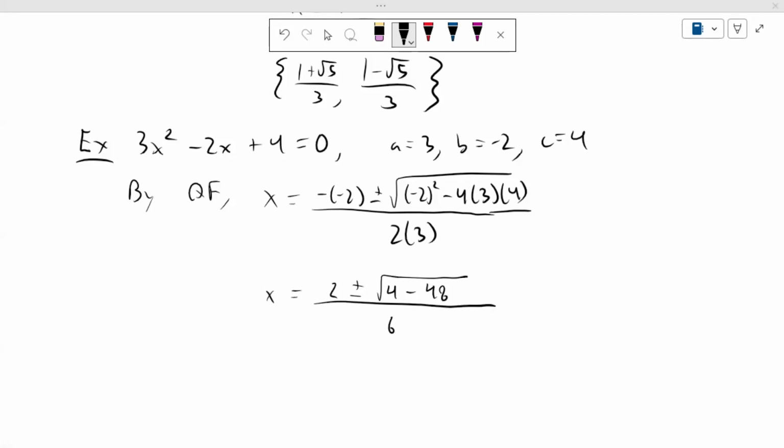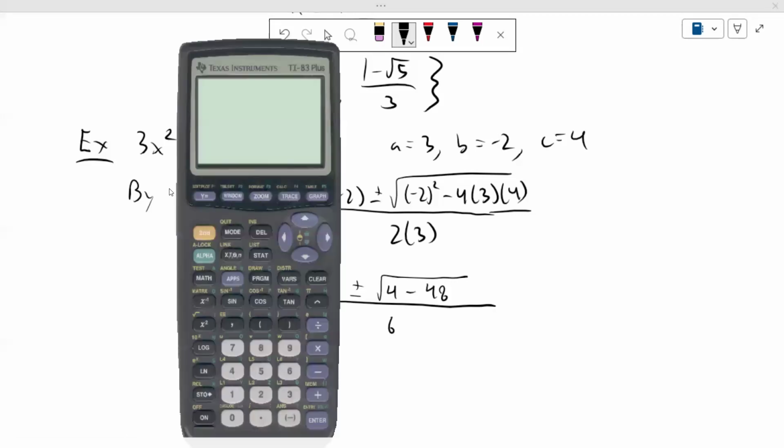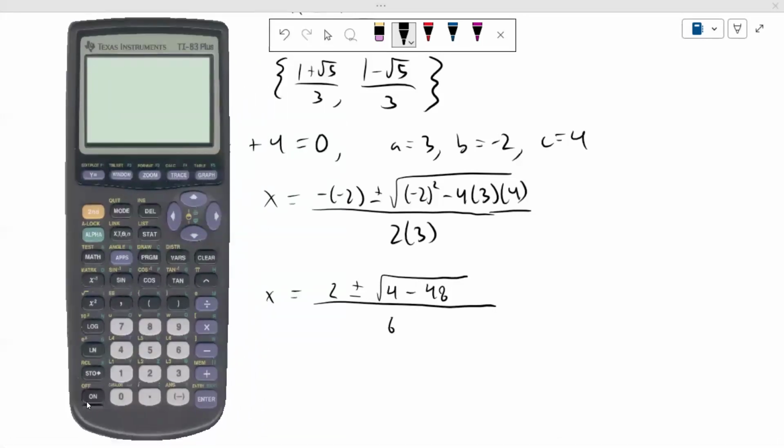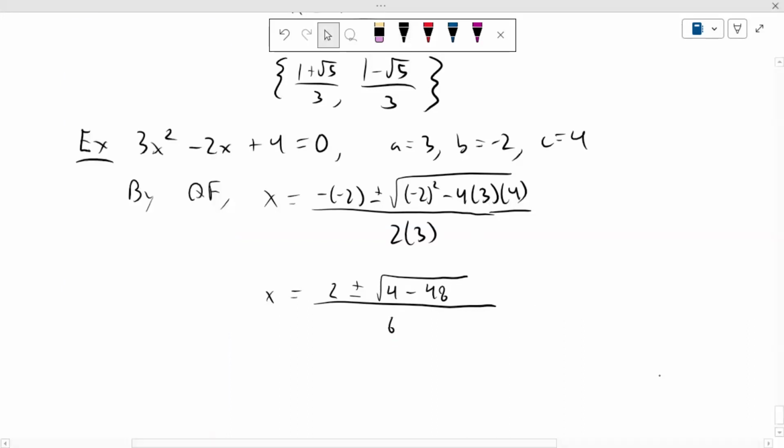For example, inside the radical over here, if I have -2, remember to use the negative sign, not the minus sign. I don't know why it's different. So we have -2 squared minus 4 times a times c, which comes out to be -44, which is what we get when we do 4 minus 48. So we have x is equal to 2 plus or minus the square root of -44 over 6.